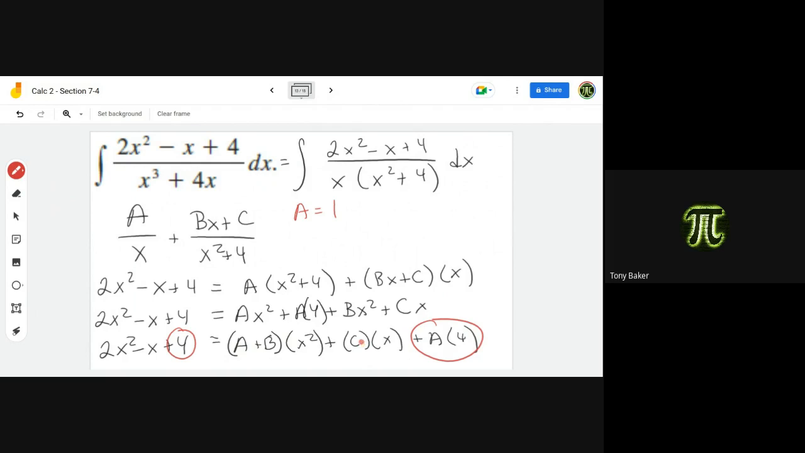Same thing with the c. What's the constant in front of the x? -1. So that means c's got to be -1. Oh, okay. I see. Thank you. Now we can look at this one here. That's got to be a 2, right? I already know a is 1. So what does b got to be? B is also got to be 1.